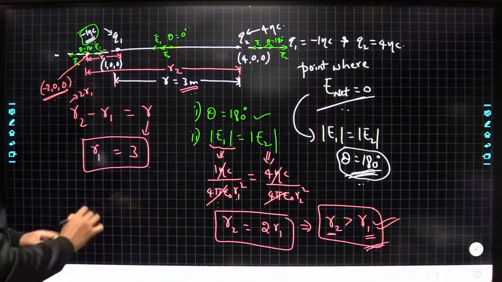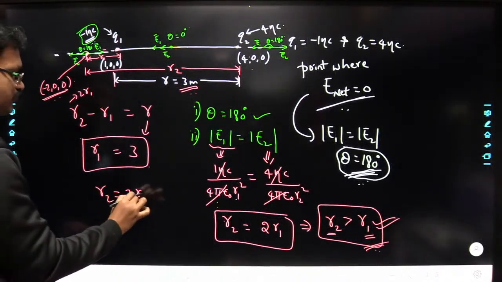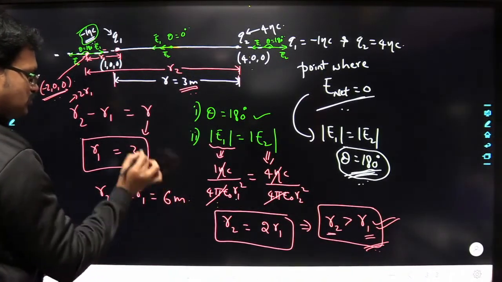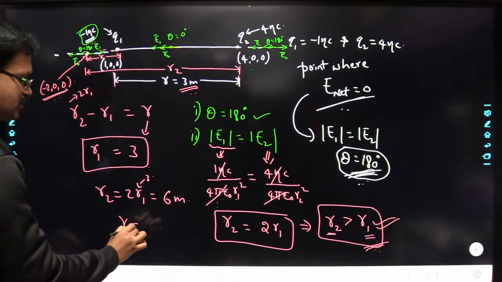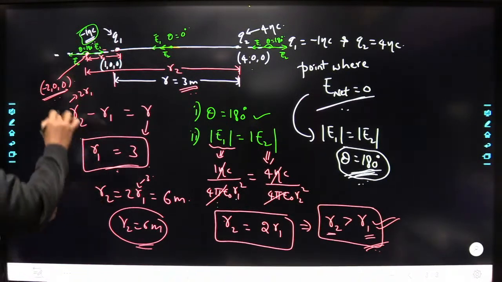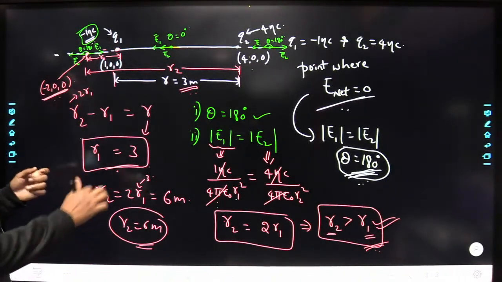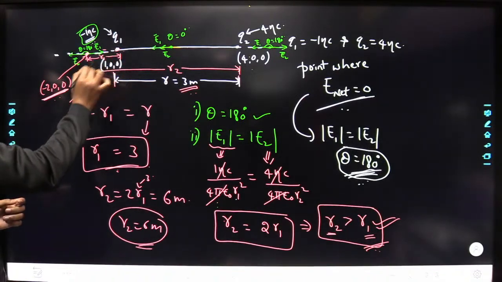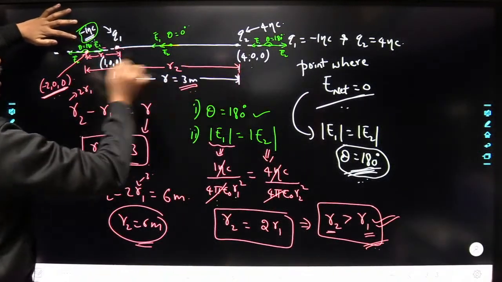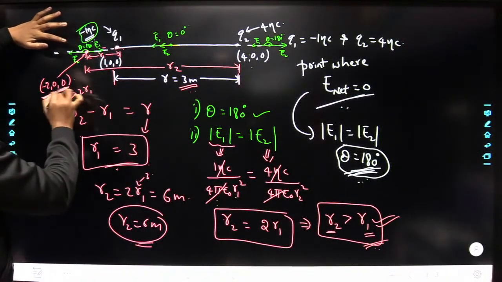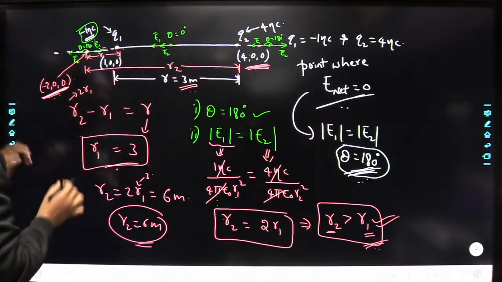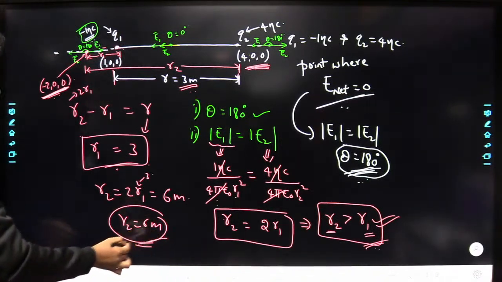Now here R2 is equal to 2 times R1, that is equal to 6 meters, because R1 is equal to 3. So you get R2 equal to 6 meters and R1 equal to 3 meters. The point must be minus 2 comma 0 comma 0. The distance from here to here, R1, will be 3 meters. The distance from this point to Q2 is R2. This is minus 2 comma 0 comma 0 and this is 4 comma 0 comma 0, so the distance will become 6 meters. So that's what we are getting here.